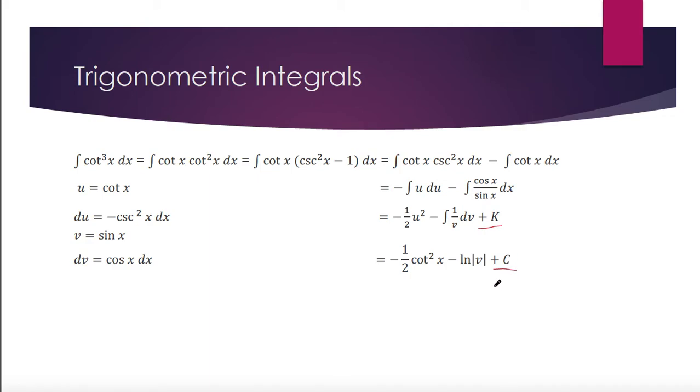But we're not done yet. The last step is to make sure that the v variable is expressed in terms of the original variable x again. We know that the v is equal to sine x. So it makes sense that the final answer is going to be minus 1 half cotangent square x minus ln of absolute value of the sine of x, because v is equal to sine x based on our original substitution, plus the constant. So this is indeed your final answer, and if you got this answer, it means you did correct work.